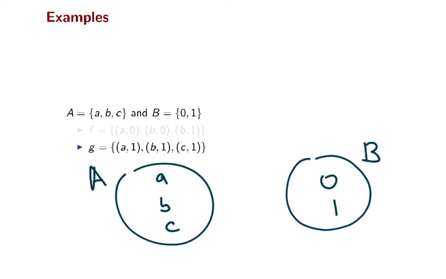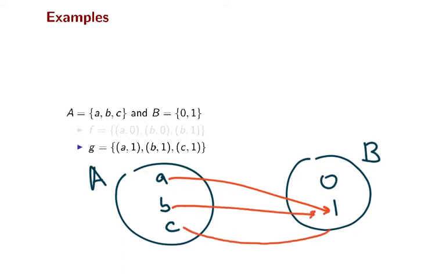Same sets A and B, but in this case, A is related to 1, B is related to 1, and C is related to 1. Well, first of all, this one is a function, since all three elements in the domain have an arrow starting from them, so the first condition is good. The second condition is that no element should have two arrows, and that is okay too. So the outputs are always unique.